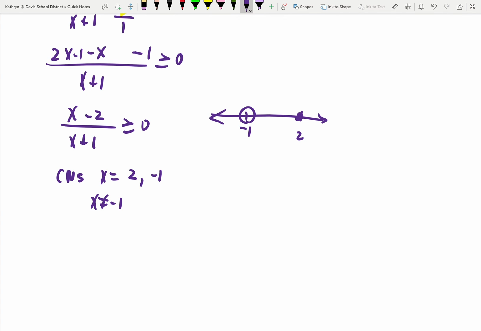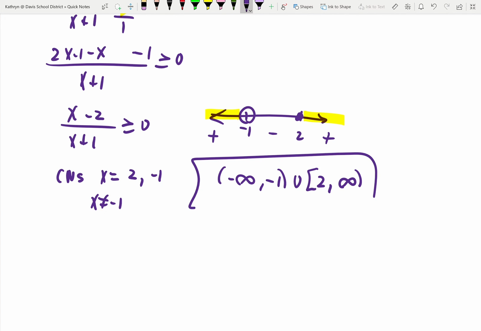My signs will alternate nicely. I can see that if I put in a 0, I'll have a negative 2 over positive 1, which gives me a negative. I know those are going to be positive. I want greater than 0, which is positive, here and here. In interval form, my answer is negative infinity to negative 1 with a parenthesis, union 2 to infinity. There's my answer.